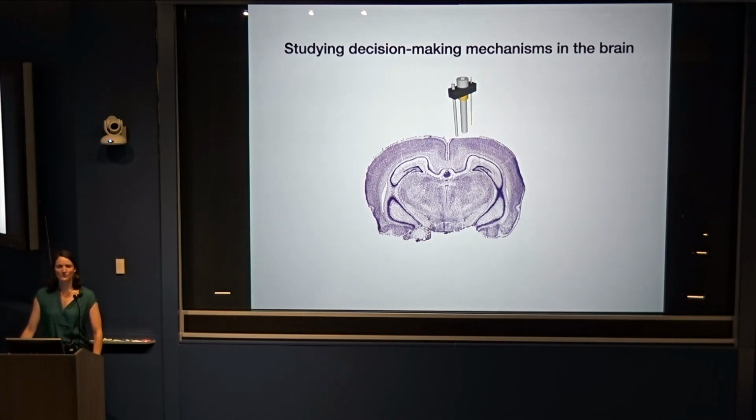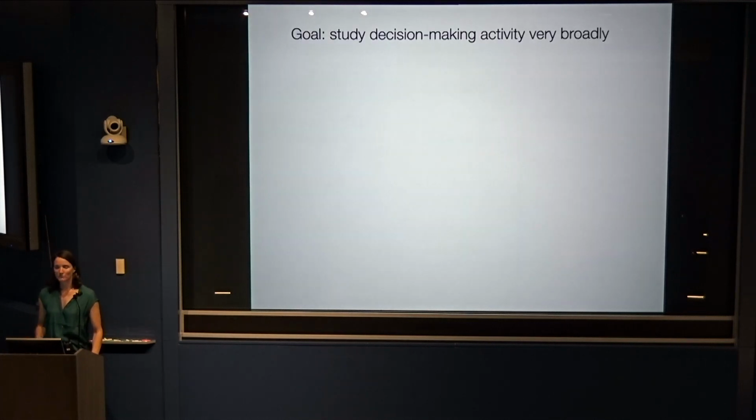So we realized what we really wanted to do to understand decision-making was to be able to get a view of neural activity across the whole dorsal cortex at the same time. The problem was we were really not set up to do this at all. So our goal was to study decision-making activity very broadly, but what we were really set up to do was to measure activity in one place at a time.